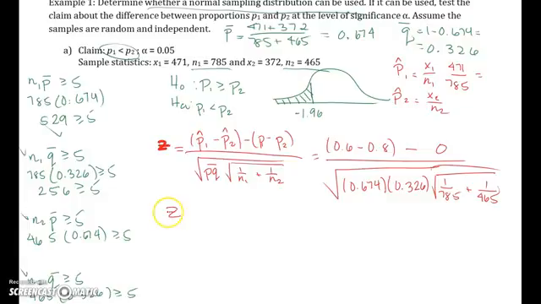So I get a really, really small z value at negative 7.29. Check it on your calculators. Make sure you get the same thing. And so this is way, way, way over here. Definitely in the rejection area. So I'm going to reject the null hypothesis. If I'm rejecting the null hypothesis, my claim was the alternative. That means I'm going to be supporting the claim.